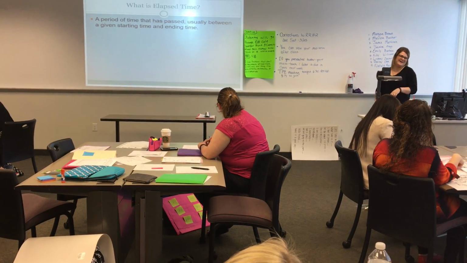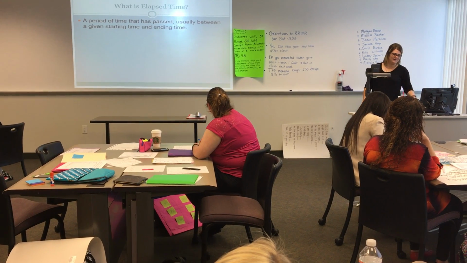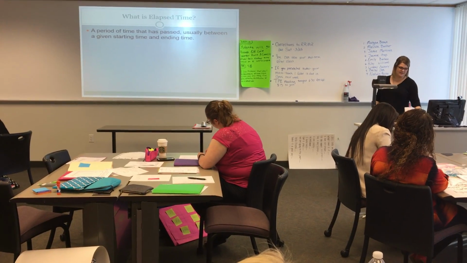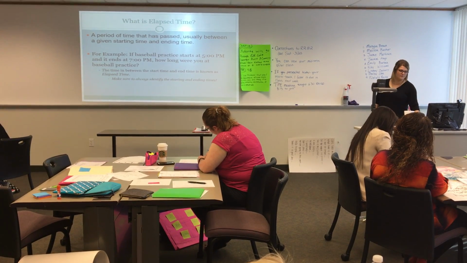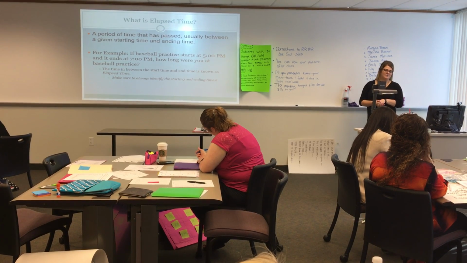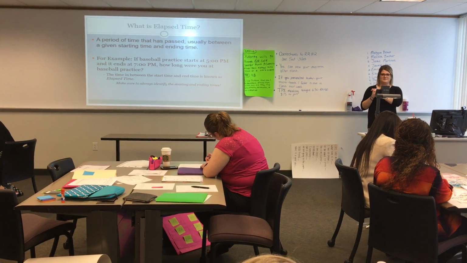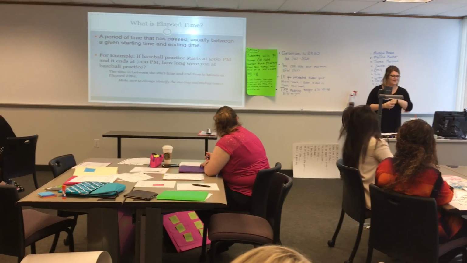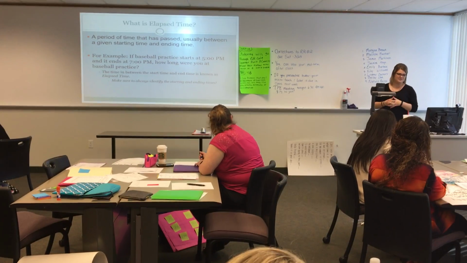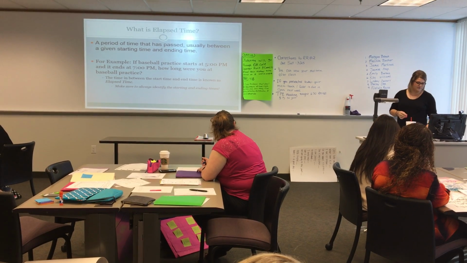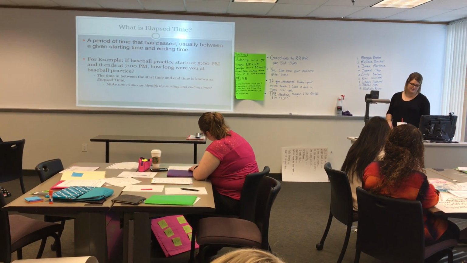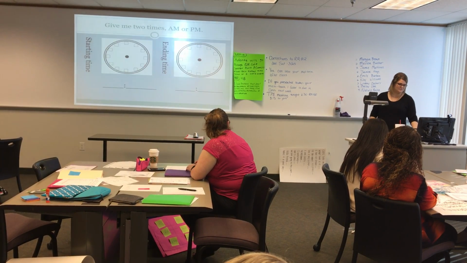So elapsed time is a period of time that has passed, usually between a given starting time and ending time. For example, if baseball practice starts at 5 p.m. and ends at 7 p.m., how long were you at baseball practice? 2 hours. The time in between the start time and the end time is known as elapsed time. In order to calculate elapsed time, you always have to make sure you have your starting time and your ending time. Let's do a few examples.